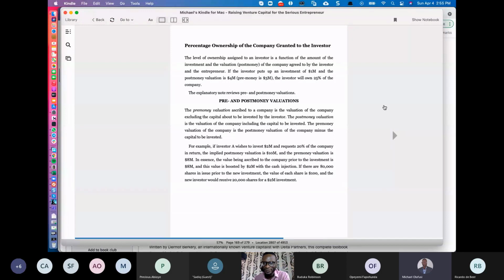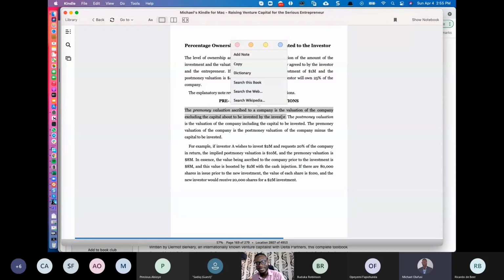So just follow me. Remember, if you have a capitalization table, the calculation of what everybody will own at the end of the whole transaction is always based on the post-money value. Great. So now the pre-money valuation ascribed to a company is the valuation of the company excluding the capital that is about to be invested by the investor you are talking with right now.